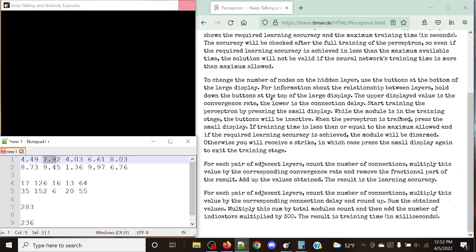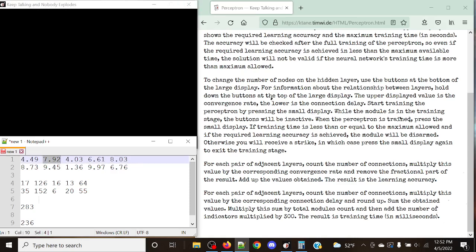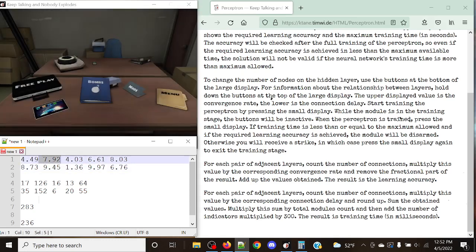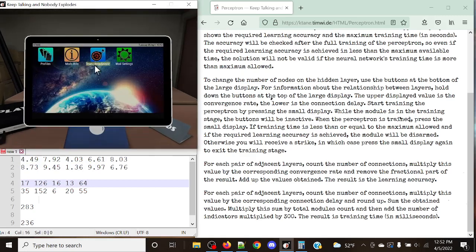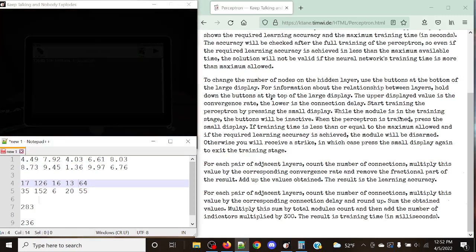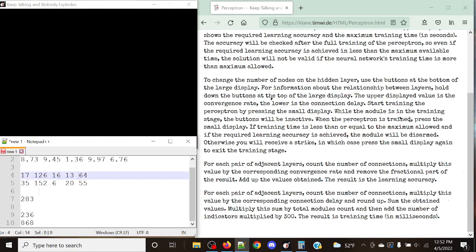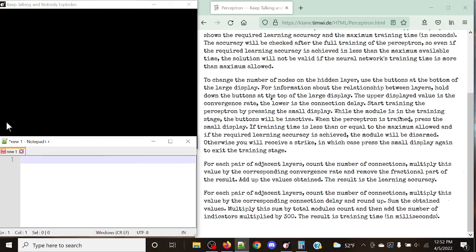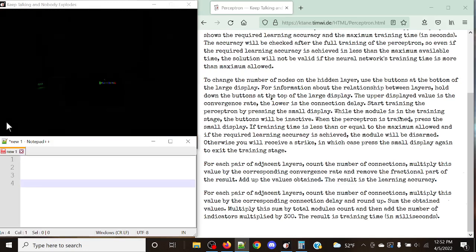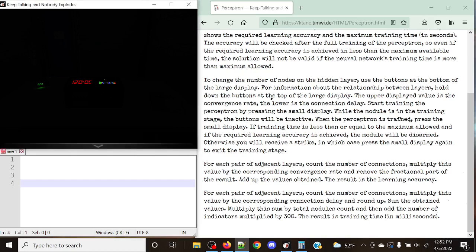In this case, the 7.92 was not really the nicest example because the connection delay was a lot bigger than the conversion rate. However, I was able to focus on this 8.03 example here, and it was able to give us what we needed right there. So let's take a look at one final example. Hopefully this all makes sense. It's a little bit of a weird module at first, but once you understand how it works, you should be hopefully fine. Hopefully. Fingers crossed.